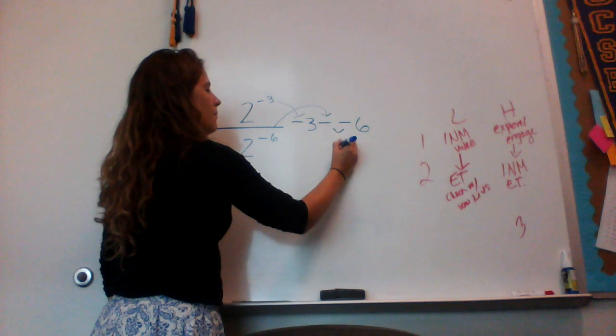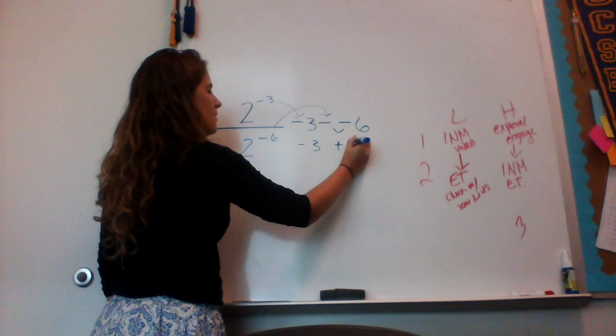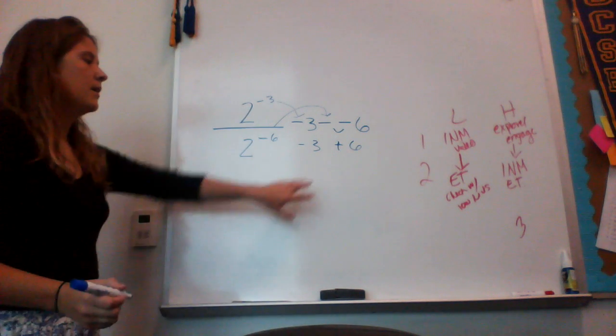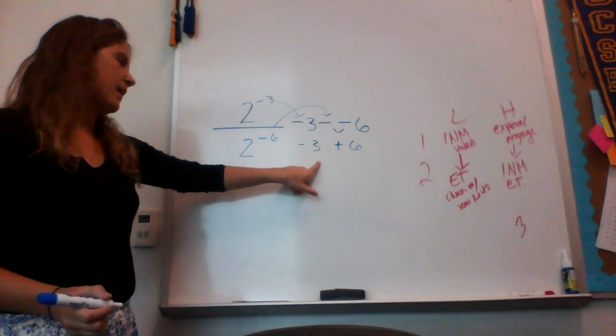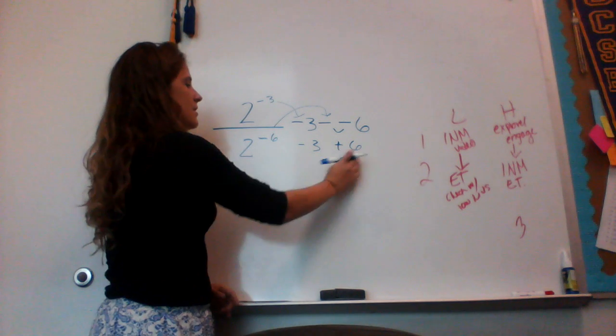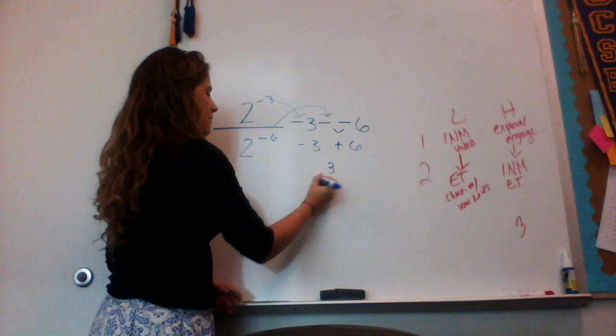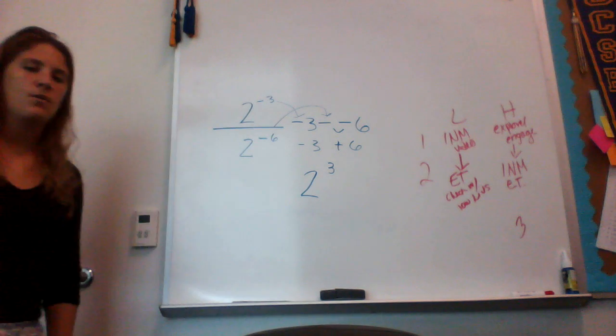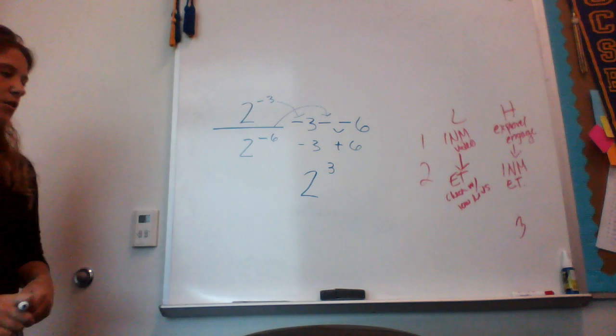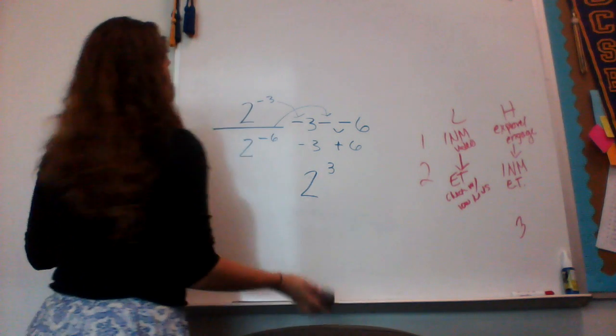Two negatives make a positive, so this is negative 3 plus 6. I have more good guys than bad guys, so my answer will be positive. 6 minus 3 is 3. My final answer is 2 cubed, or 2 to the 3rd power. I'm going to do one more just like that one.